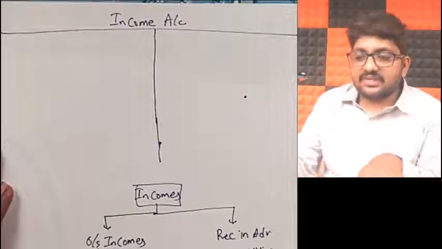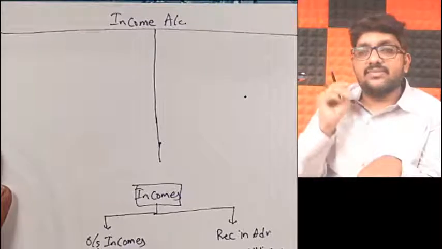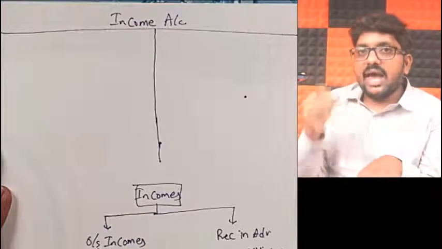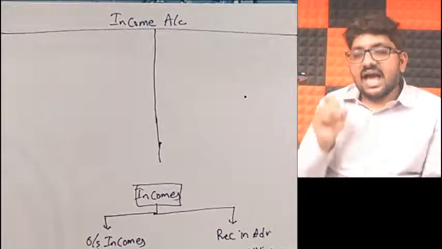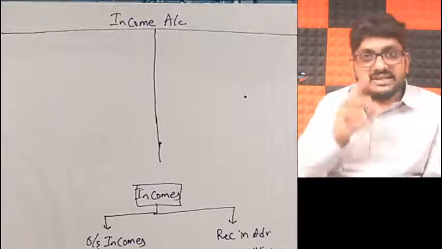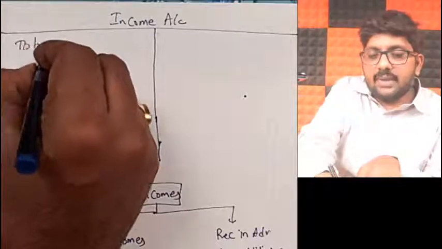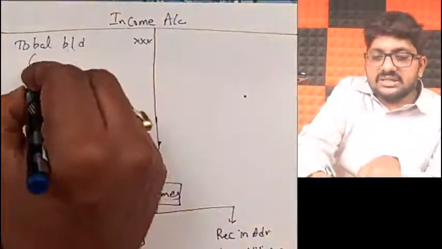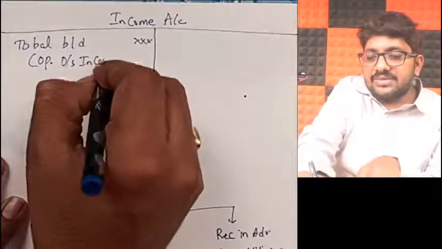In the incomes account, what is happening? First of all, outstanding incomes. Outstanding incomes is a part of assets. Assets will have a debit balance. Debit balance means the opening balance will be on the debit side. You also tell along with me, okay? Because the opening balance will be on the debit side, I will write 'To balance brought down'. How much is that? Opening outstanding incomes.